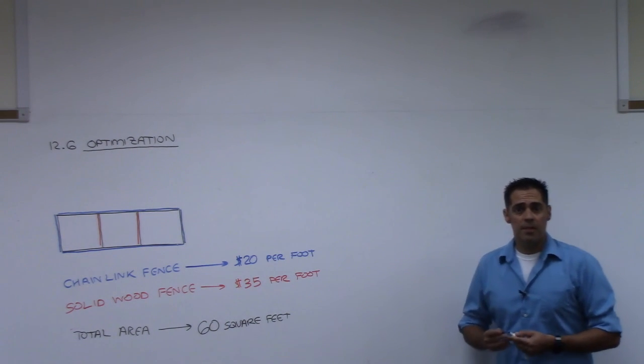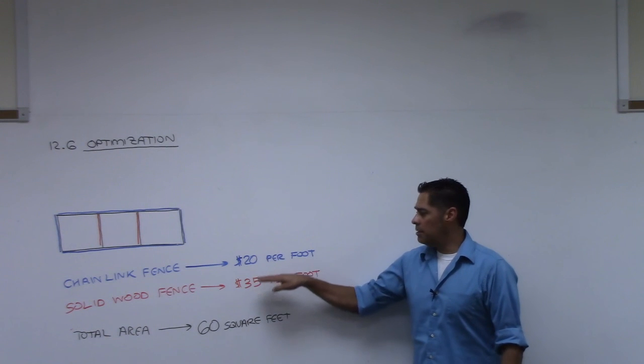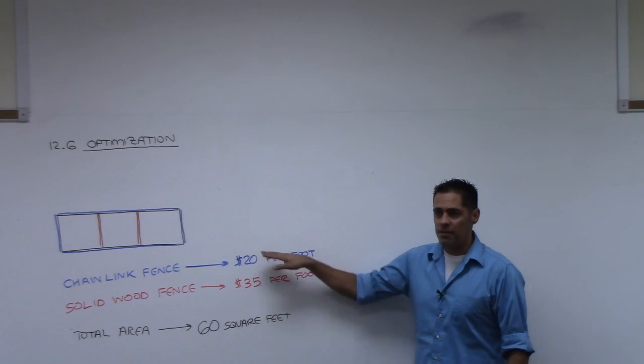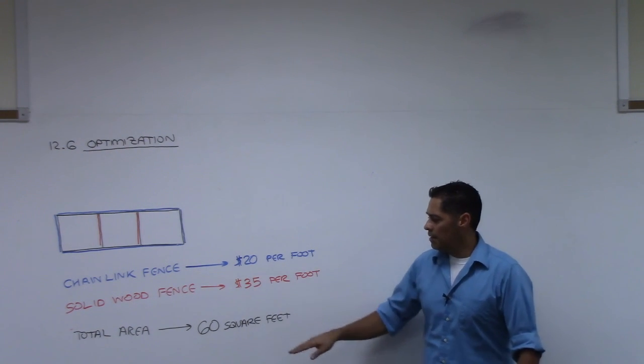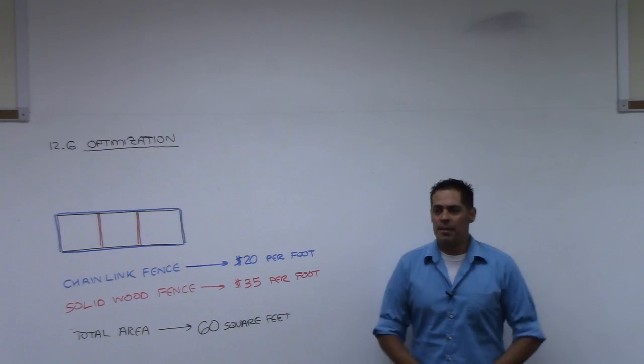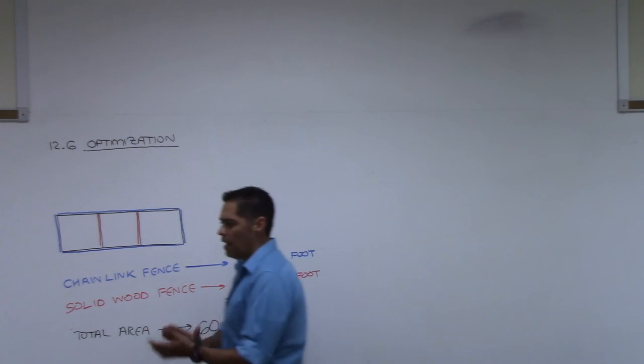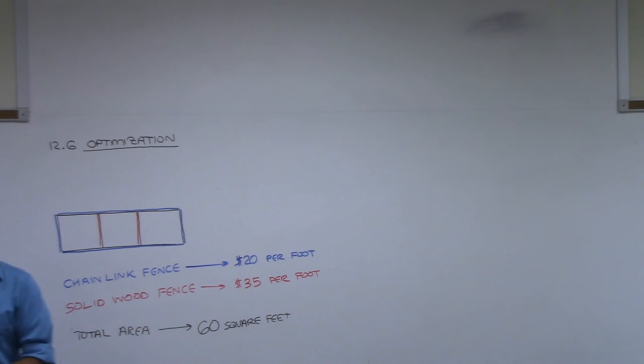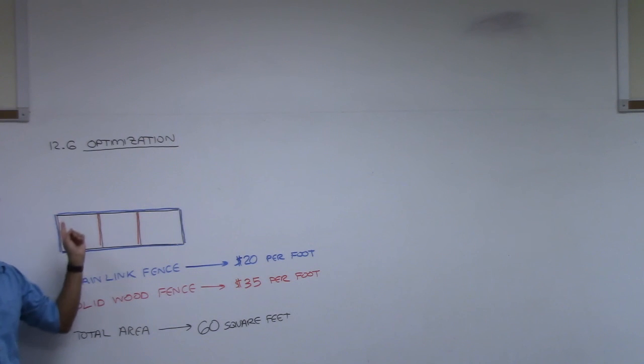That's it. This is how much it costs me to build it, right? This is the cost if I use chain link versus solid. This is the total area. Let's say now I bring someone and I say, build this for me. What do you think the most important question is? What's the cost? Okay, yeah, sure. What's the cost, right? How much of each fence do I need, right?